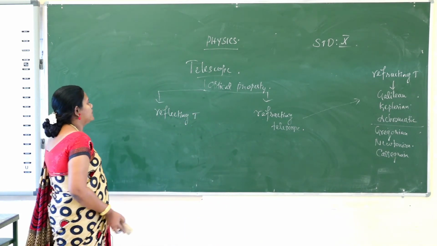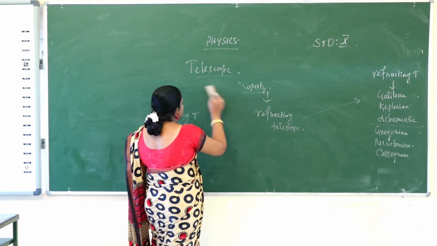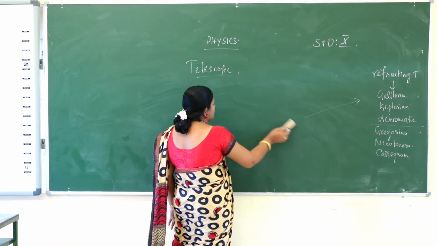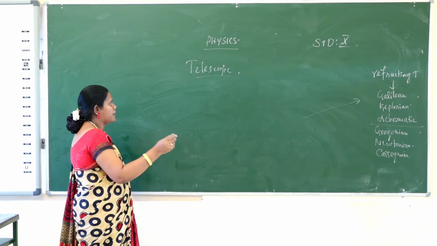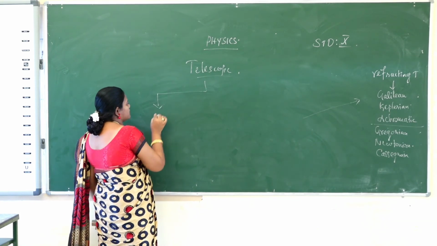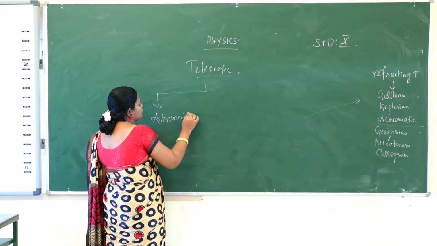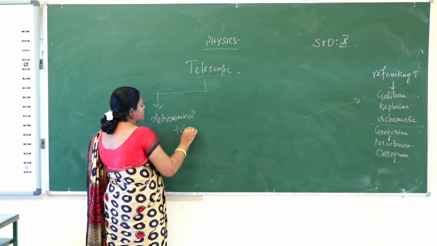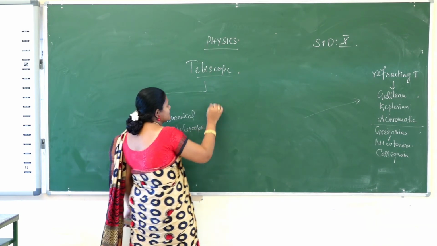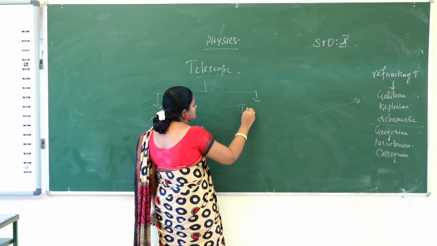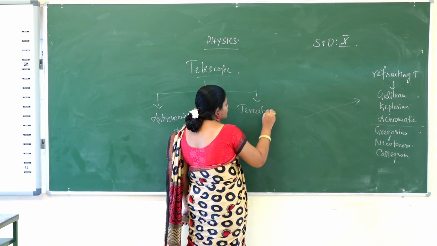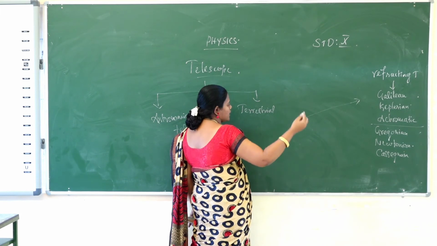Telescopes are also classified into two based on what is observed. One is the astronomical telescope, used to view astronomy, and the other is the terrestrial telescope. What is the meaning of terrestrial telescope? A terrestrial telescope is used to view the surface of the earth.